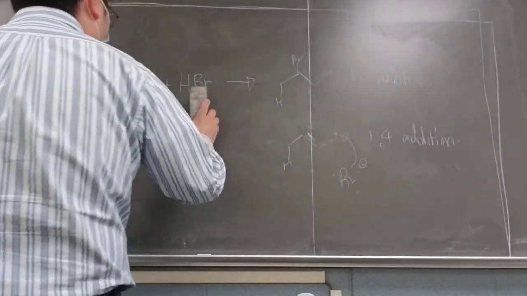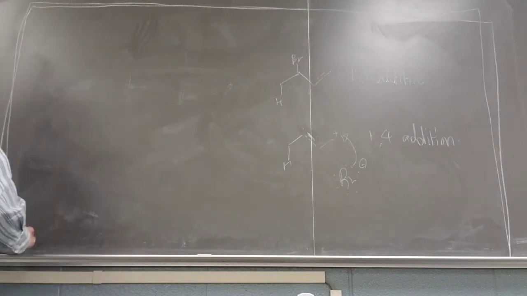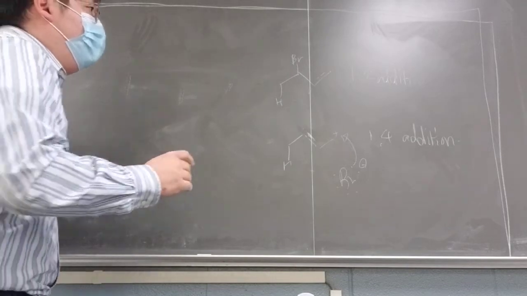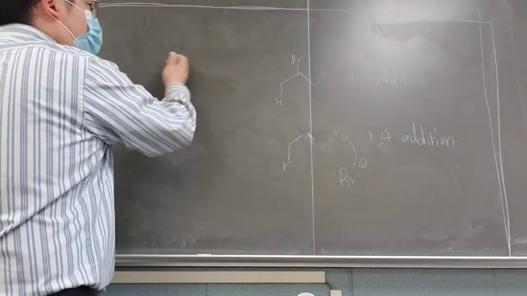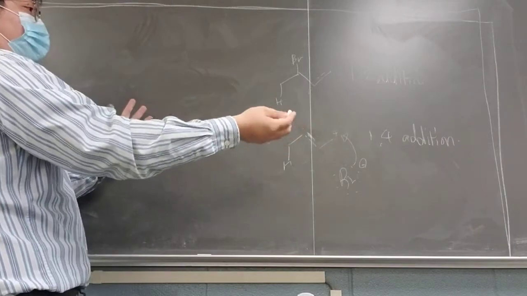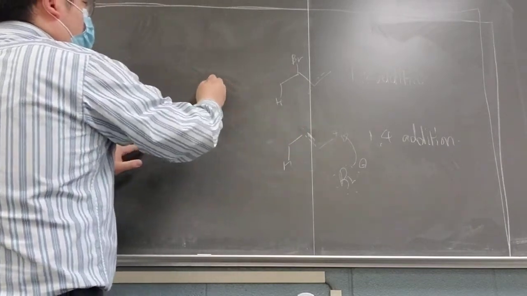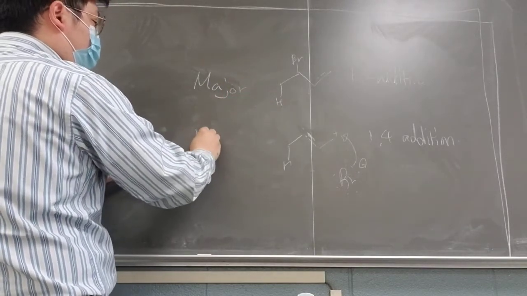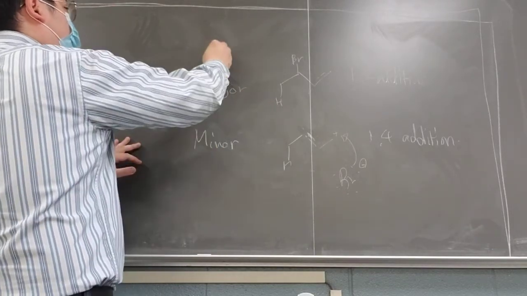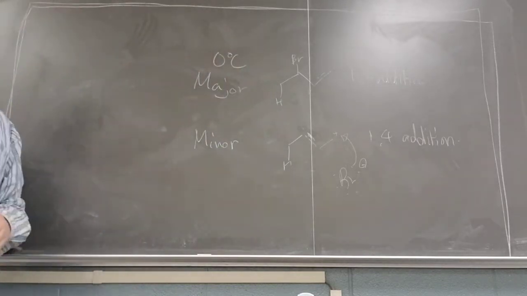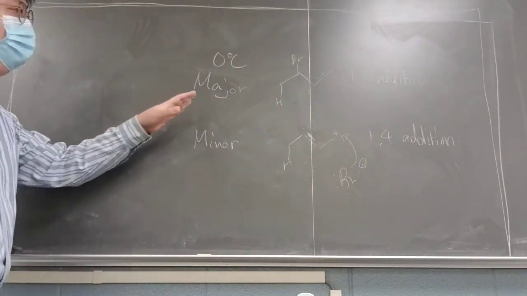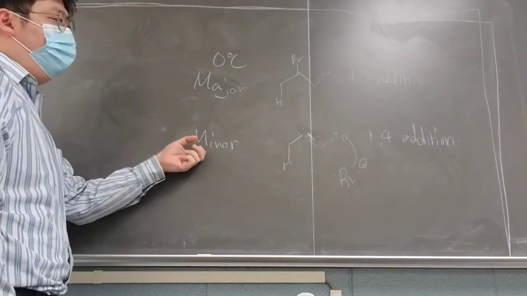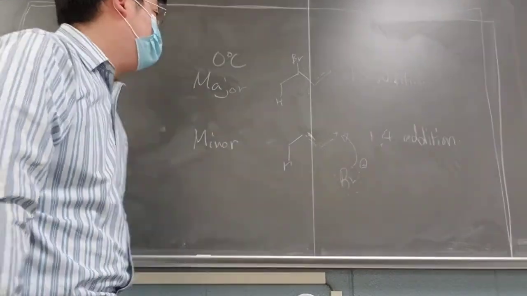So if that is the thing, there's actually one more thing we need to discuss before we move on to the next topic. So if you have two products, now we understand. But this becomes a more major product than this one. So this one becomes major, this will become minor when it's at 0 degrees Celsius, so very low temperature. This makes the 1,2 addition the major compound, and the 1,4 addition the minor product over here. Okay.